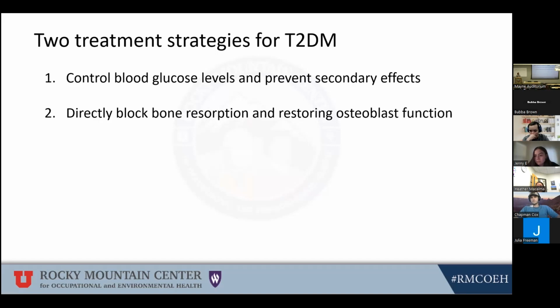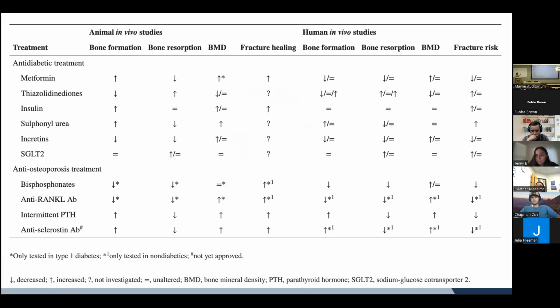It's a little hard to see, but I have this table here. This is a table from the paper, and they have these arrows going up to say when something's increased, or down when it's decreased, or an equal sign when it's equal, or a question mark if it's inconclusive. So they have all of these things like bone formation, resorption, BMD, fracture healing for in vivo animal studies, and then they have similar metrics for the human in vivo studies.